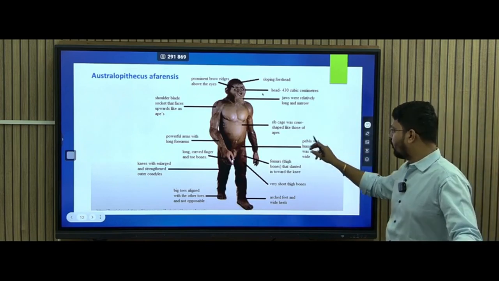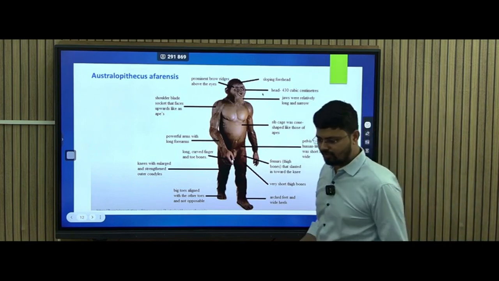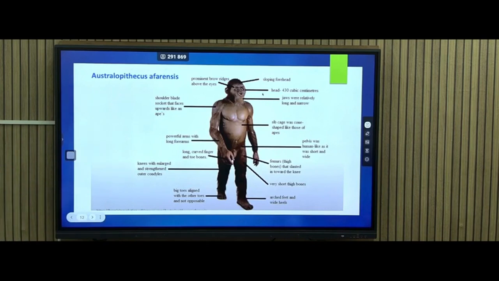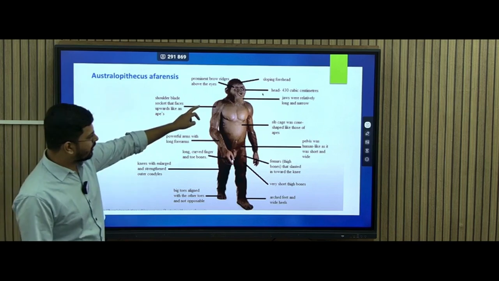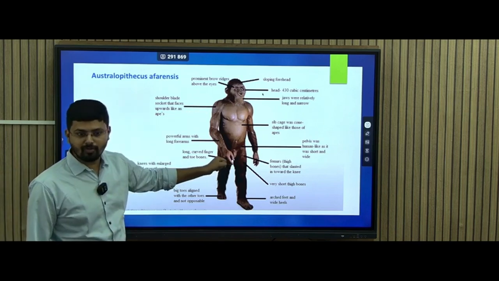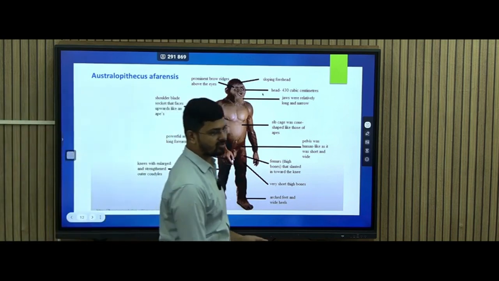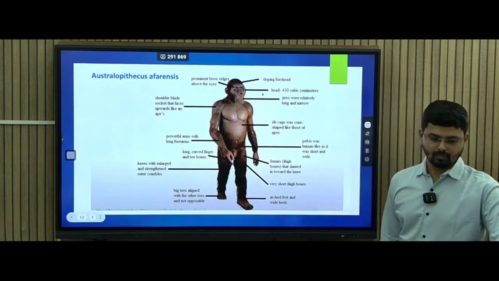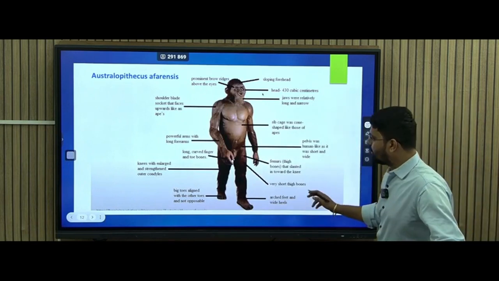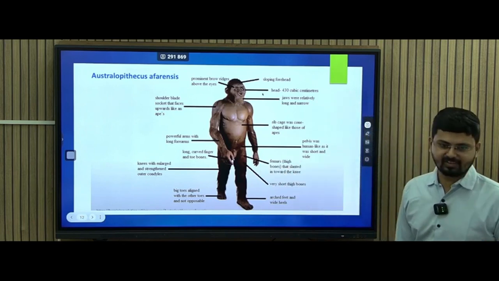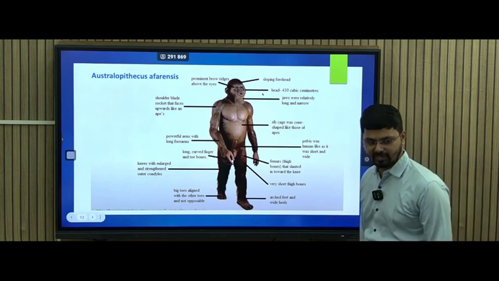Rib cage, then you have pelvis. Pelvis is human like. Once you are walking bipedal, like we have seen in the last class, in bipedalism the pelvis gets changed. So once they are walking bipedal, that means it is human like only. And one thing you can notice, the arms are longer and more powerful compared to the limbs. Our arms are slender, not stronger. And then you can see the femur bone is slanted towards the knee. So it is just like humans only.